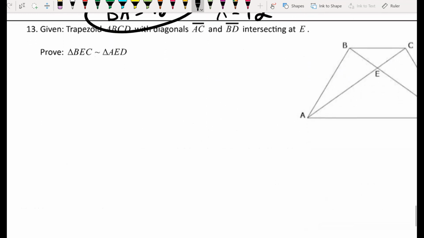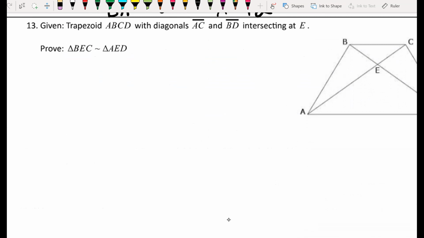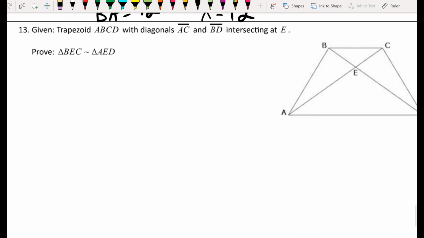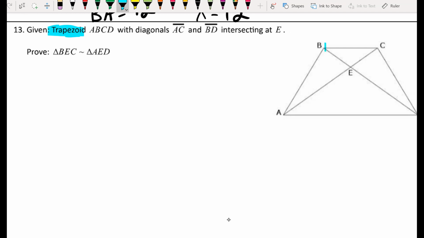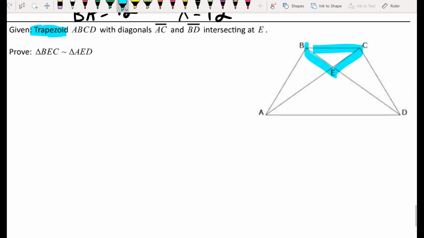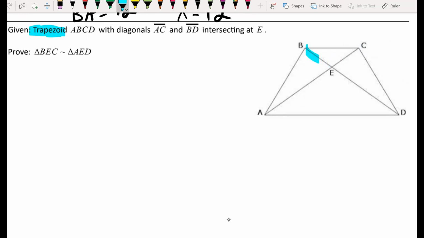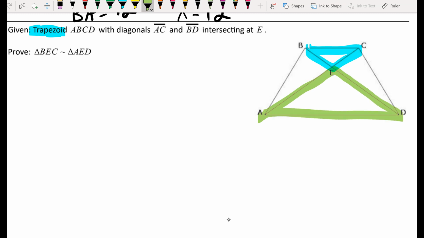For the last one, number 13. Given trapezoid ABCD, okay, so maybe I'm going to need to remember some quadrilateral properties here. With diagonals AC and BD intersecting at E, prove triangle BEC up there is similar to triangle AED down there. So those are the two triangles I'm looking at.